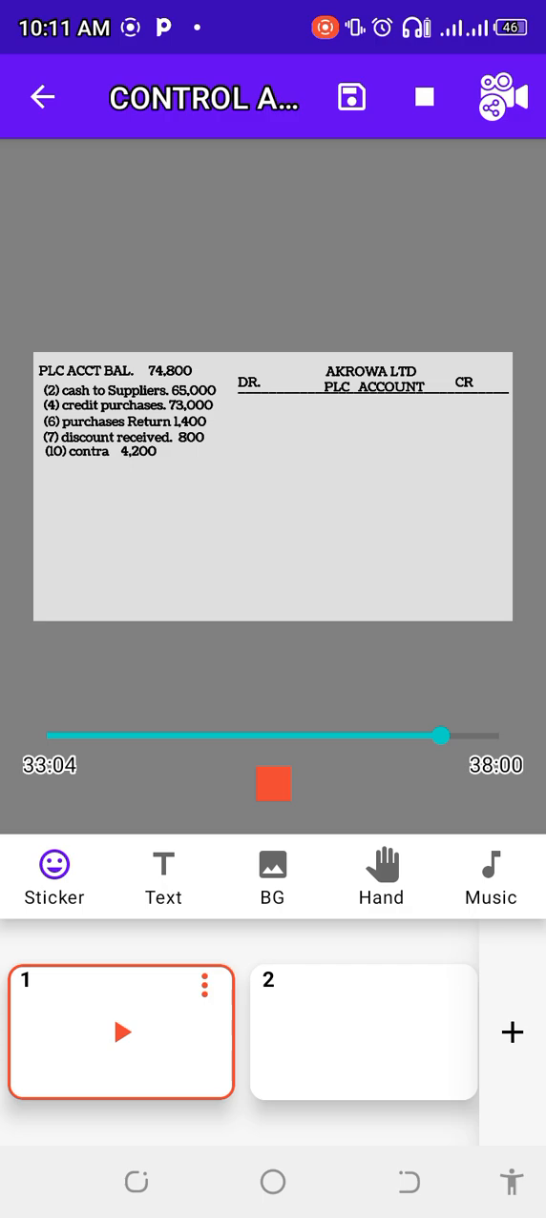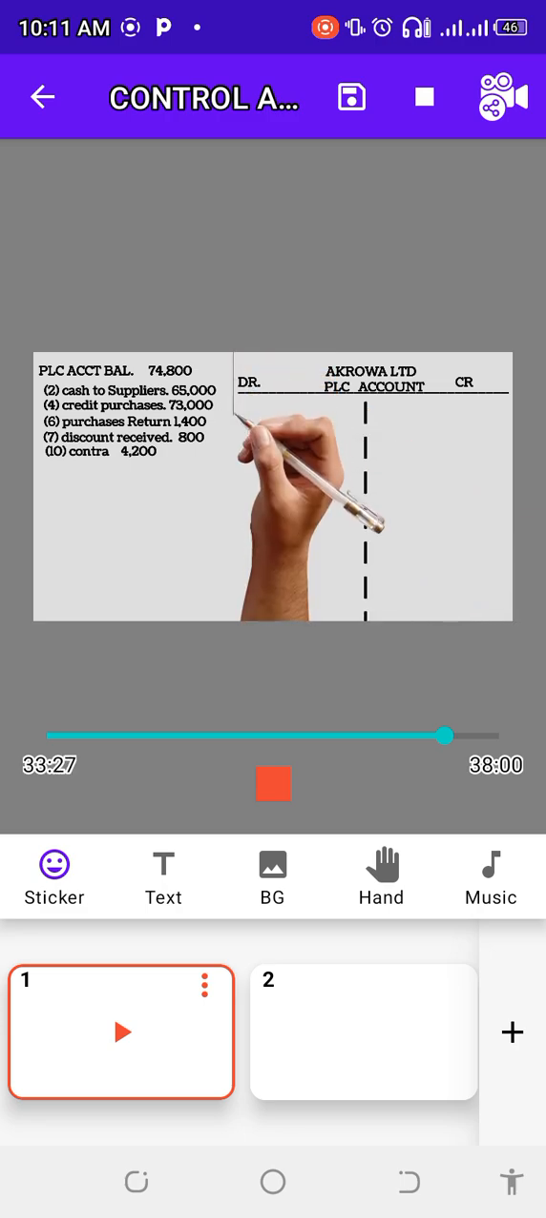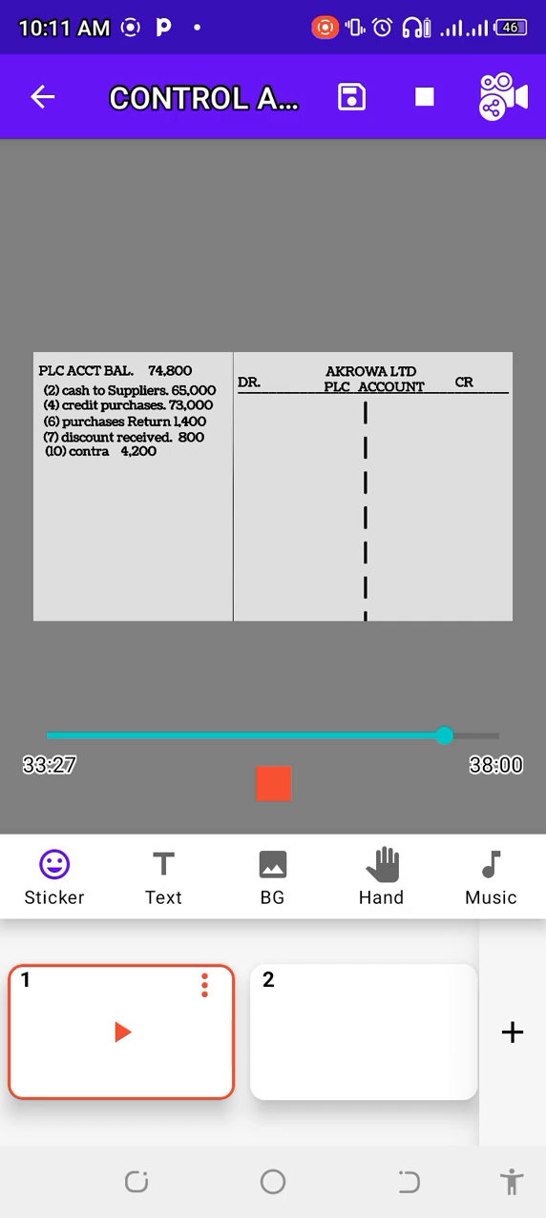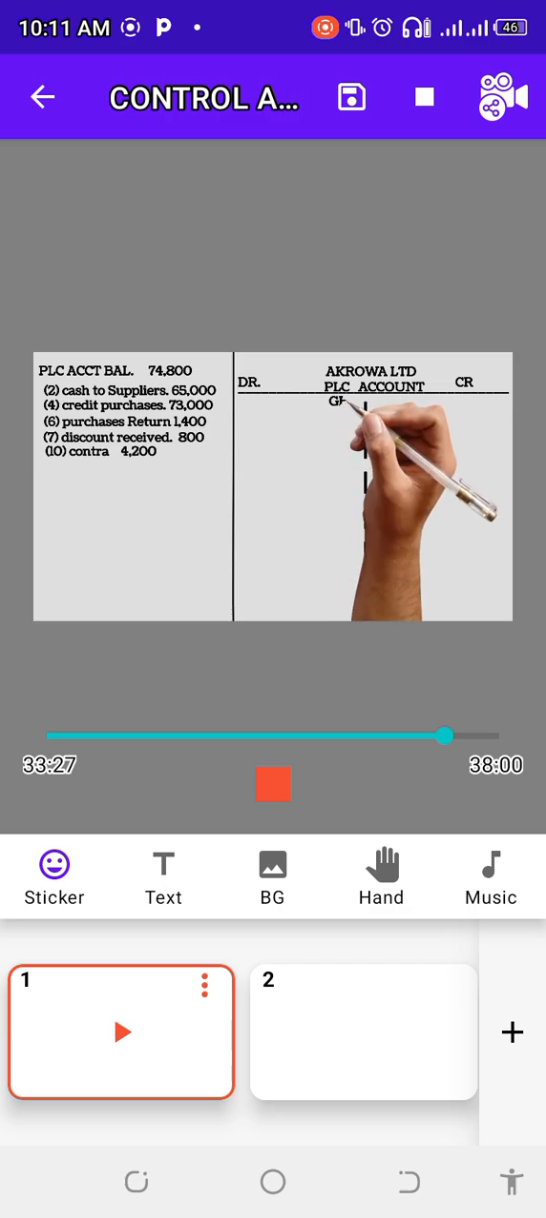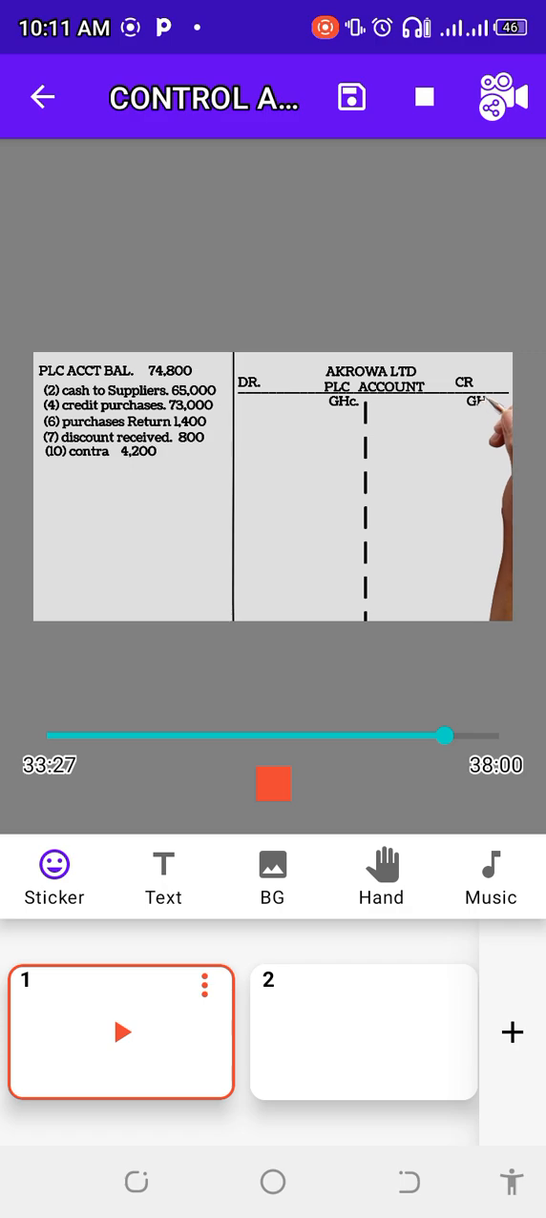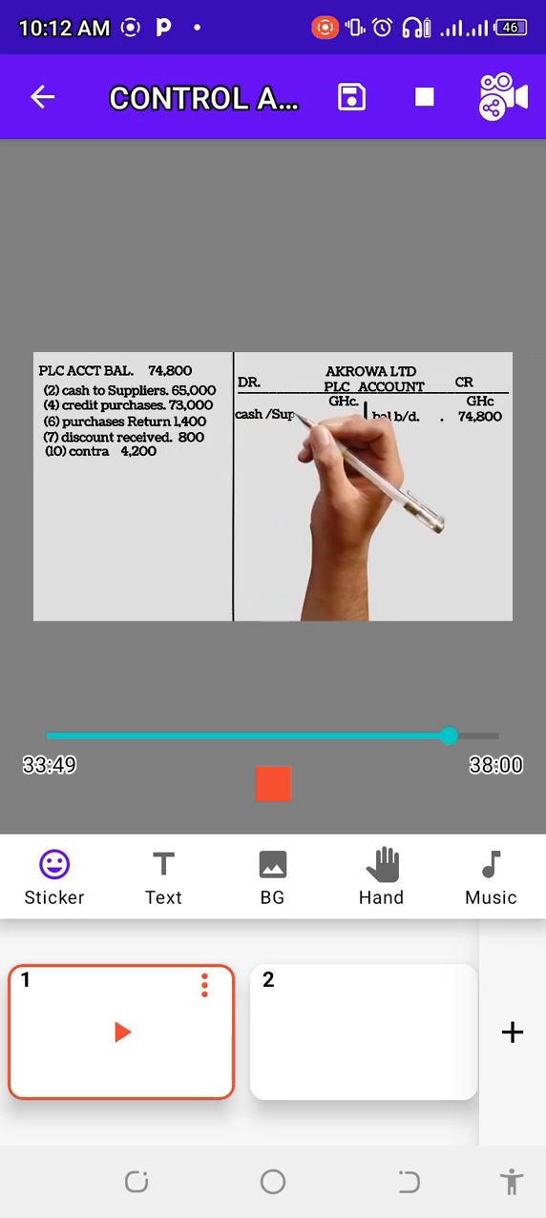Now, the purchases ledger control account, as we know, is a liability account. It increases by the credit side and decreases by the debit side. Everything that will bring an increase to this account is on the credit side, and anything that will decrease it will be on the debit side. So the first thing there is the purchases ledger account balance brought down, 74,800 on the credit side.